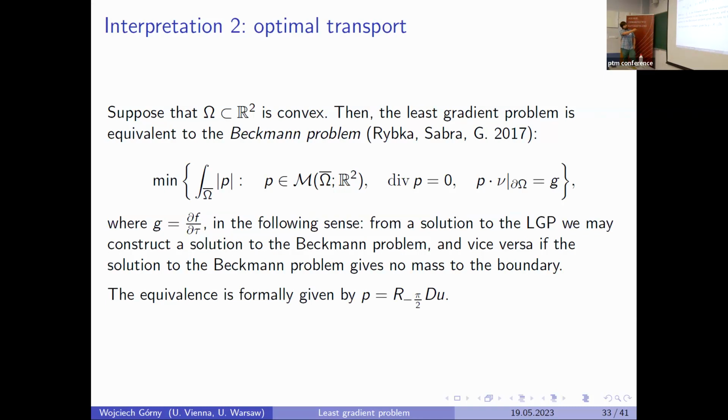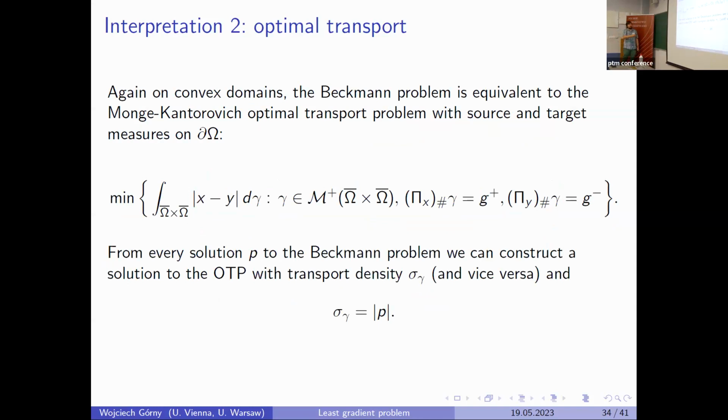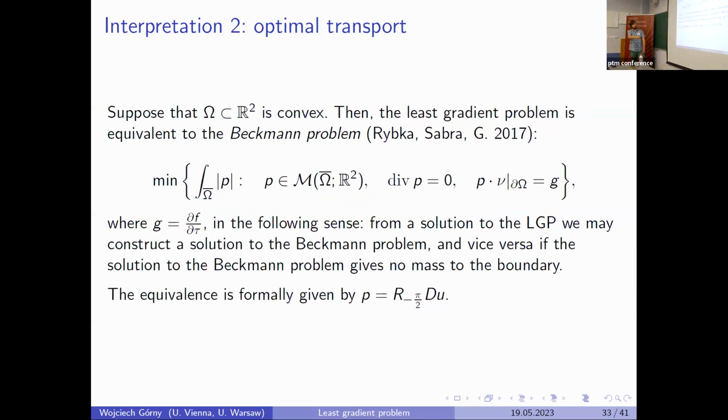Okay, but this problem is actually well known in optimal transport theory, because again, on convex domains, it is equivalent to the Monge-Kantorovich problem with source and target measures which are located on the boundary of the domain. And from every solution of the Beckmann problem, one can construct a solution to this problem. And the transport density, which again I won't write, is equal to the total variation of the measure P. So in particular, the transport density is equal to the total variation of the gradient once we take into account the rotation, which is very nice if you want to prove some regularity results in this gradient problem.